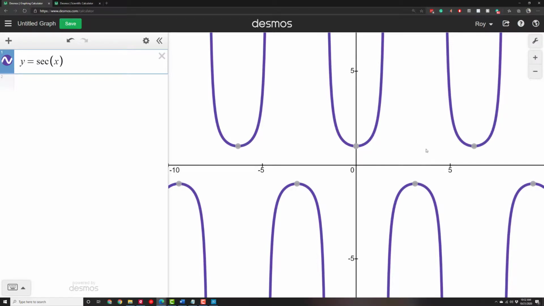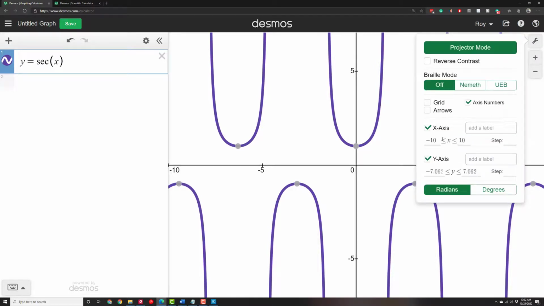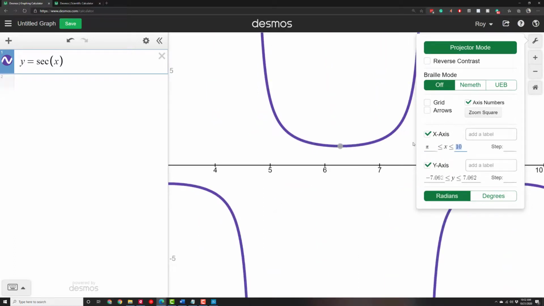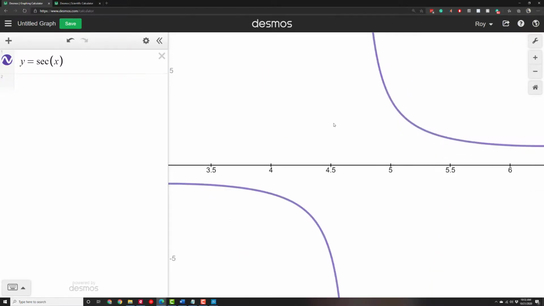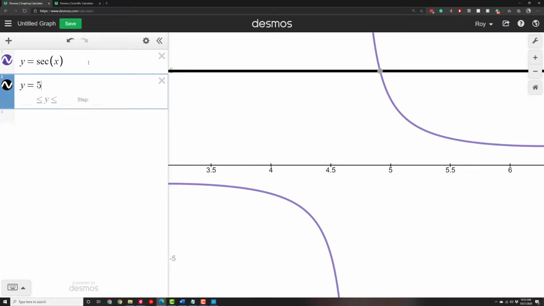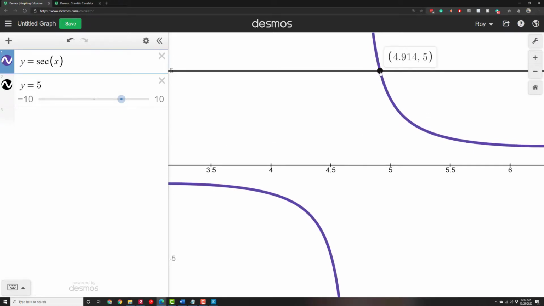So here's the secant function. I want to change the axis to go from pi to 2 pi, just so that I can see the proper values on my screen. There's pi to 2 pi. And I'm also going to graph y equals 5, because we want to know when the secant is equal to a height of 5 on this given interval. You can see there's only one solution, and it's roughly 4.914. So that would be the answer to that question.